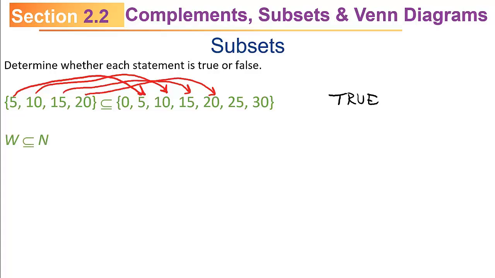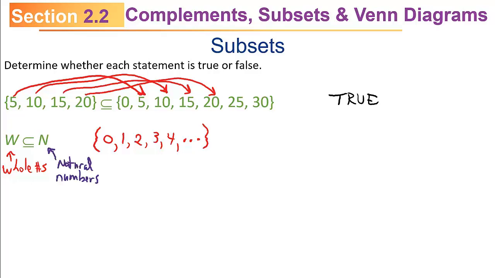How about this? W is a subset of N. Remember, W, the capital W, is the symbol for whole numbers. The whole numbers are the counting numbers with 0 thrown in. So it's the set containing 0, 1, 2, 3, 4, on in that pattern. The natural numbers is the letter N.